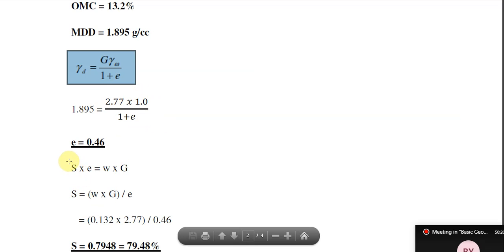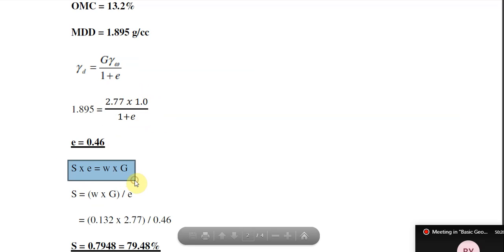And again, we have this relation S into e is equal to w into G. So S will be equal to w into G divided by e. So value of S will be 79.48%. Simple calculation.